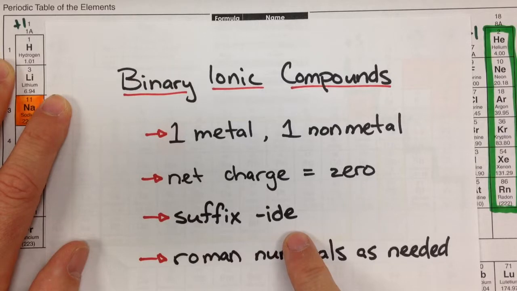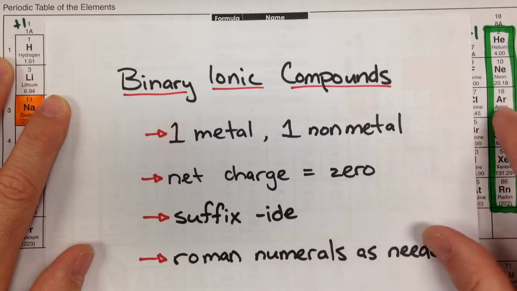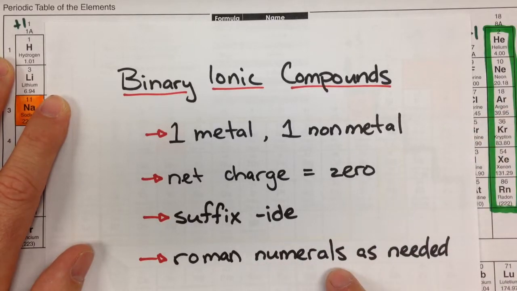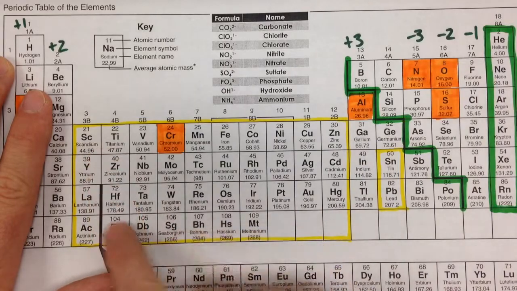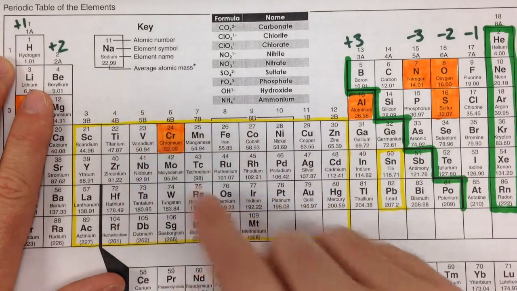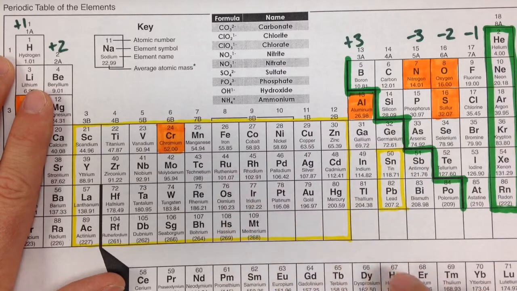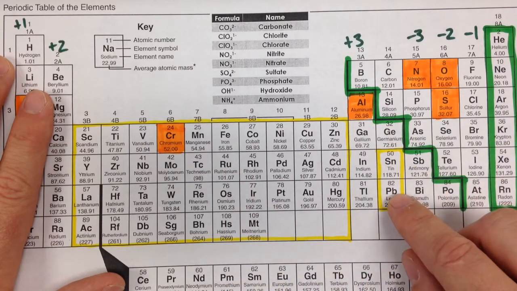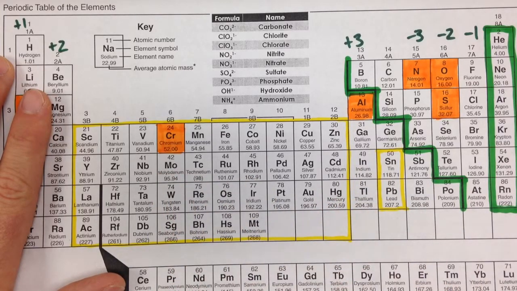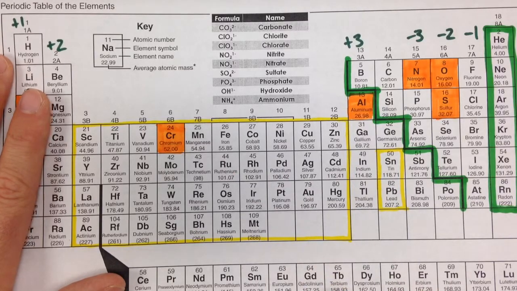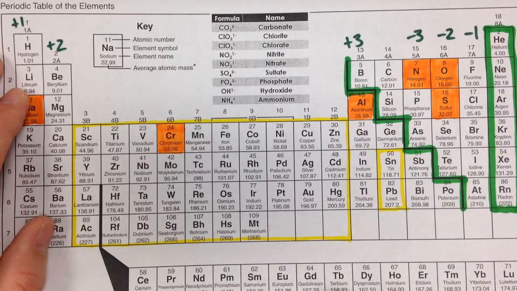In naming, we'll apply the suffix IDE to the end of the second element in the compound, so that would be the nonmetal. And then remember, as we name, we will also incorporate Roman numerals as needed. And the place where we'll need our Roman numerals is here in the center of our periodic table, our group B elements, also known as our transition elements, as well as tin and lead. And the reason is because these guys have multiple oxidation states. They have multiple charges, so the only way we know what kind of charge they form is by telling it to us in the form of a Roman numeral.